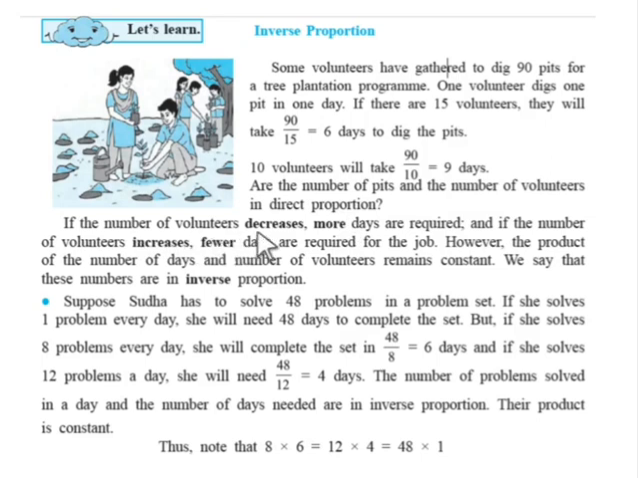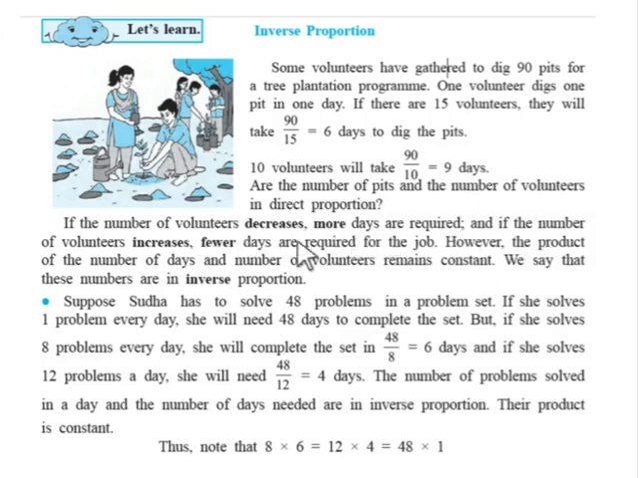Now, if the number of volunteers decreases, more days are required. Just now we have seen, initially there were 15 volunteers, they take 6 days. If there are 10 volunteers, they will take 9 days. It means if the number of volunteers decreases, then more days will be required to dig the pits. If the number of volunteers increases, fewer days are required for the same job. Now, here if the number of volunteers increases, then the number of days will decrease. Hence, there is the opposite, inverse proportion between number of volunteers and number of days.